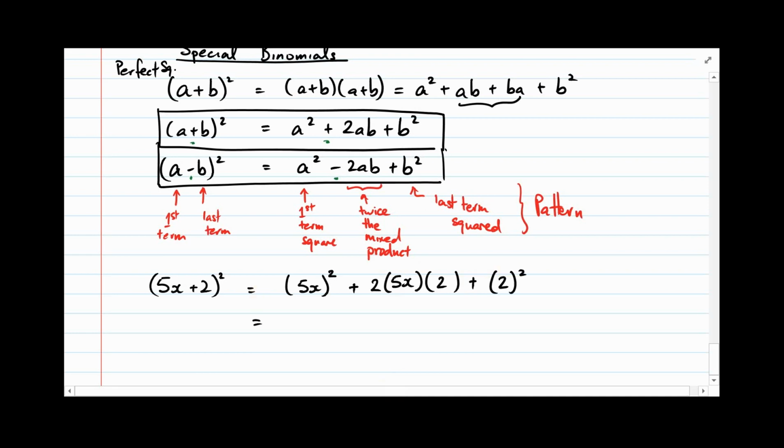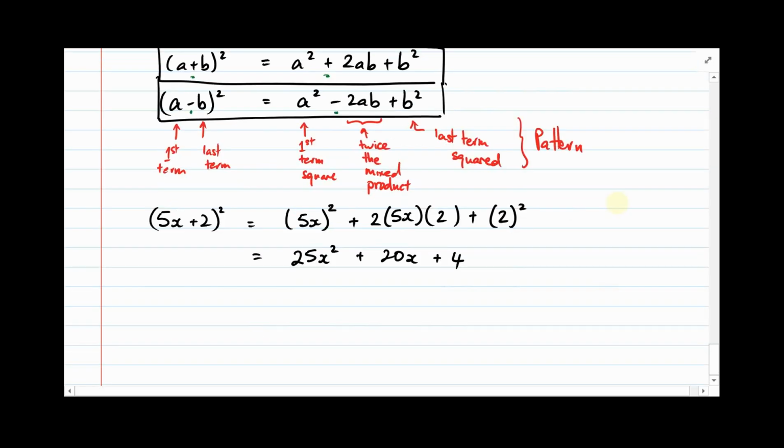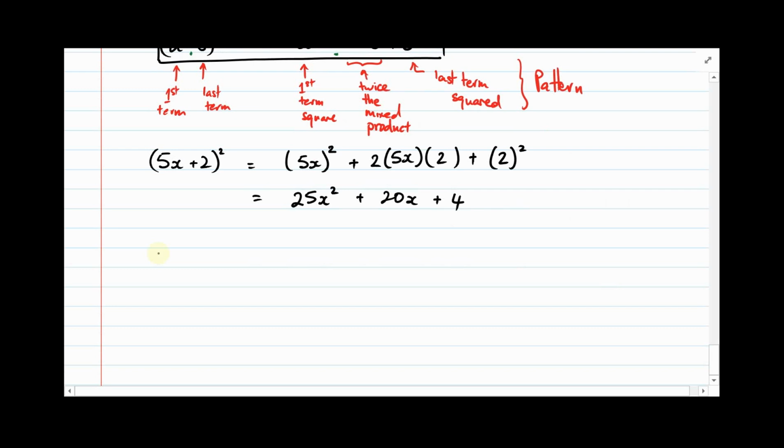All right. After a while, you'll get so used to doing this that you will be saying it in your head, but writing the result. Anyway, let's show the steps for now, however. 25x squared, 5 2's 10 times 2, that will be 20x plus 4. So this is the expansion of 5x plus 2 all squared.